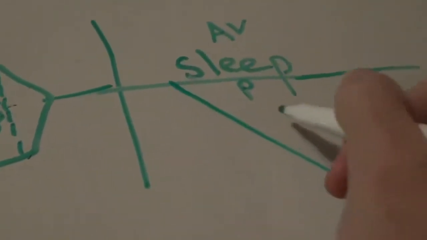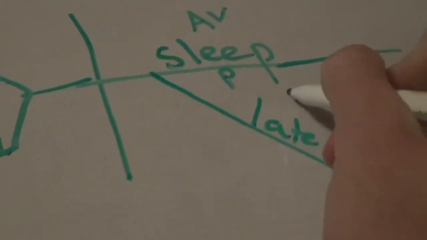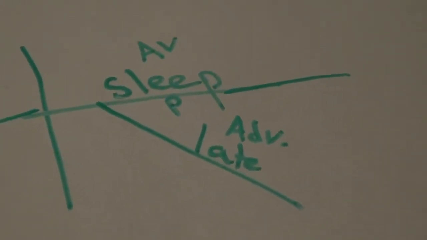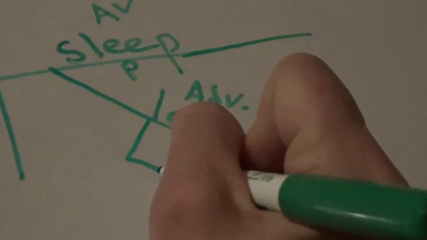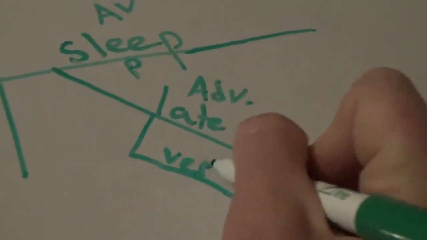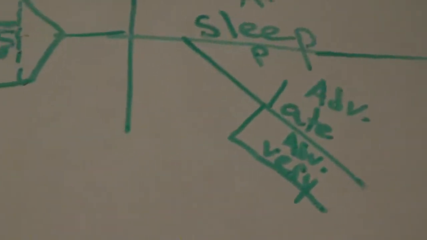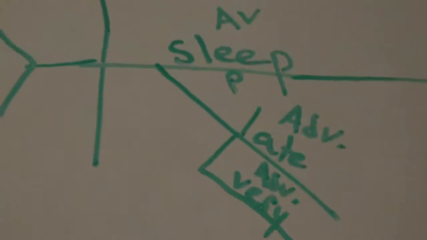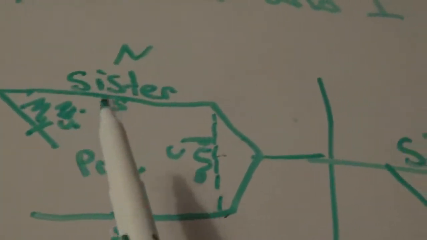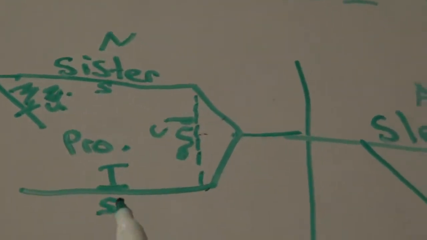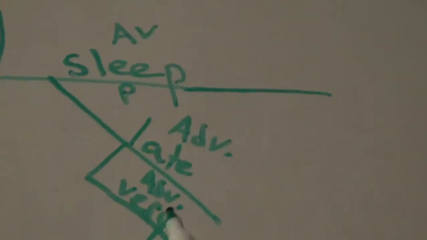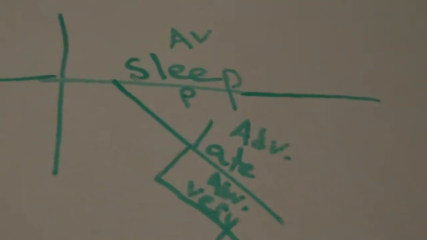Sleep when or sleep how? Late. So late is an adverb modifying sleep. And then late to what extent or how late? Very late. So very modifies late. Remember, adverbs modify verbs, adjectives, or other adverbs. So now let's make sure we have the whole sentence. My sister and I sleep very late.